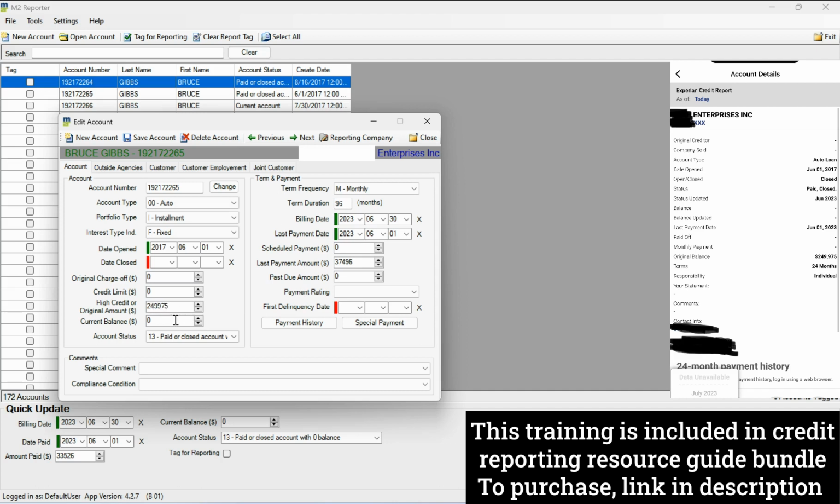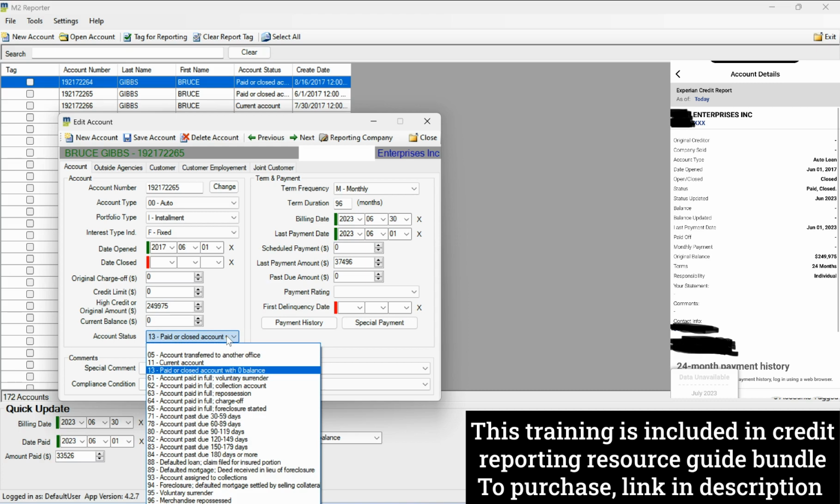Now, paid or closed. Now this is sexy right here, right? The account status. Let's get into that. The account status shows whether or not you paid it off, paid in full. This is the positive tradeline version of a paid or closed account. Paid or closed account with 0 balance. All right, that's 13. That's the Metro 2 format code. The Metro 2 format code for showing that it's a current open positive account is 11. Okay? Your account is current.